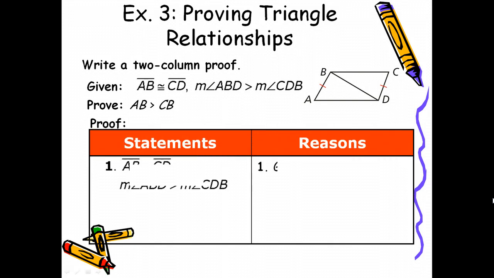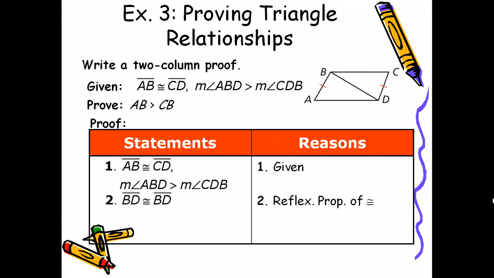So our statements: AB is congruent to CD, and the measure of angle ABD is greater than the measure of CDB. This is given. BD is congruent to itself by the reflexive property of congruence. So AD is greater than CB by the hinge theorem.